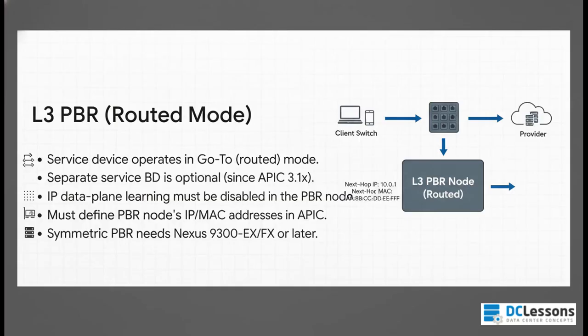So first, we have Layer 3 PBR. This is your go-to for standard routed devices, like a firewall that's acting as a router. The traffic gets redirected to a specific next-hop IP on that firewall. Now, a key thing to remember is that you have to explicitly tell the APIC controller the IP and MAC addresses for your firewall's interfaces, and this is important. If you're running a high-availability cluster of active firewalls, you're going to need a feature called symmetric PBR to make sure sessions don't break. Just keep in mind that requires newer hardware, the Nexus 3300EX or FX series switches.